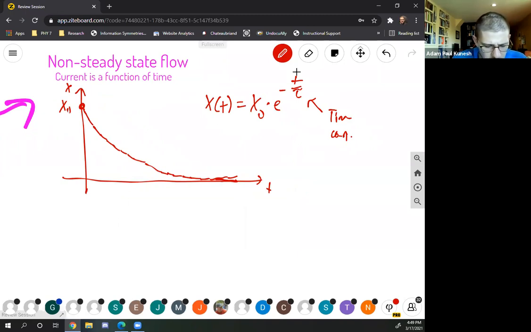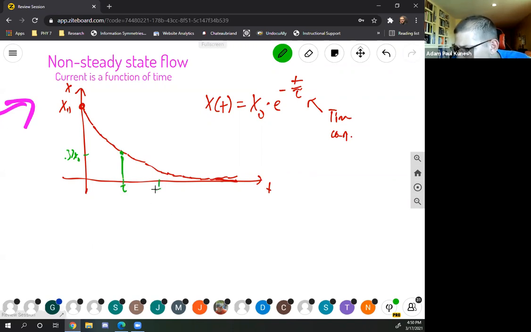So let me double check myself here, make sure I got the right number. 63%. Yeah, you're right. Thanks, Alice. So 63% to decay. So maybe down here, this is when I have 37% remaining of x naught. This would be the distance associated with tau. That's just one tau life.